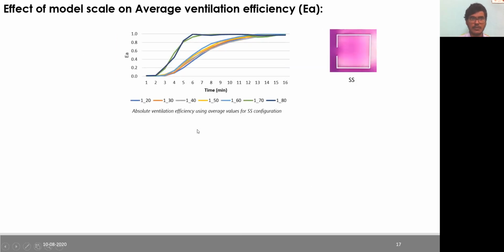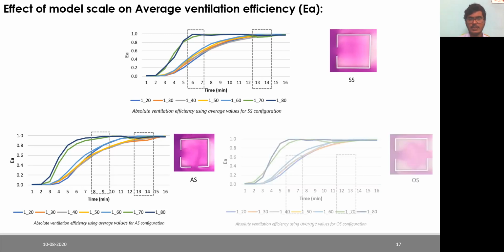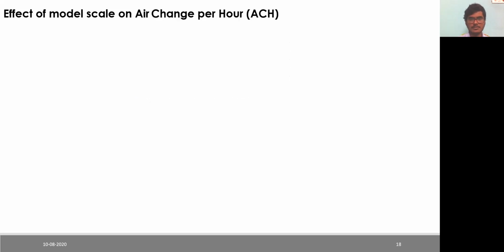So, effect of model scale on ventilation efficiency. As I told before, it is the inverse of dead spot. So you can guess that the room is properly ventilated when the scale is low, and it takes time when the scale is higher, like 1:20. So the same thing is observed for the other 2 configurations, adjacent side as well as the opposite side.